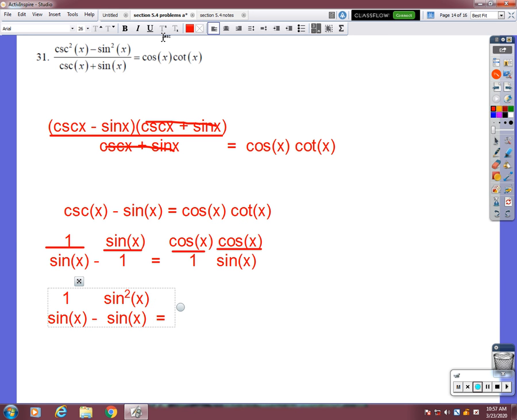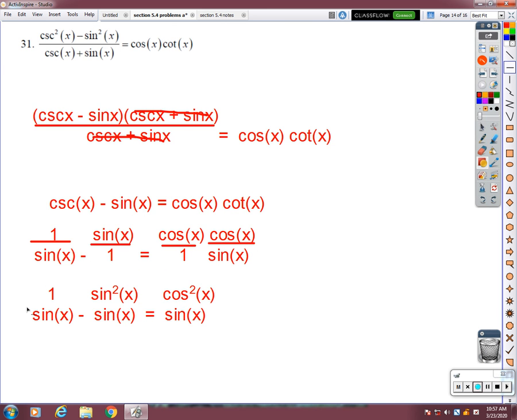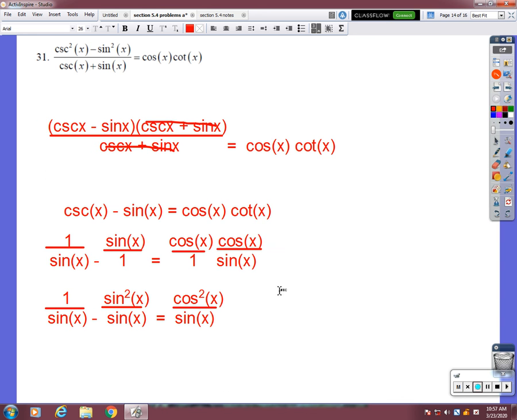And then I can simplify this. Cosine times cosine is cosine squared, and that's over sine. So again, I think we should be able to see from here the light at the end of the tunnel, because these all have sines on the bottom, so all of the sines cancel each other out.